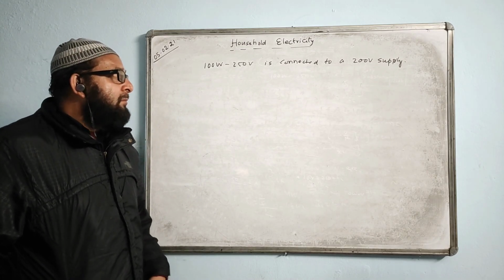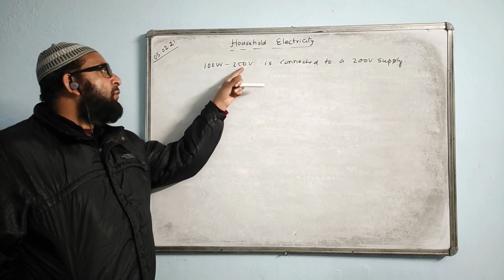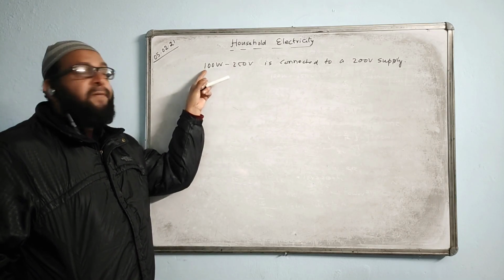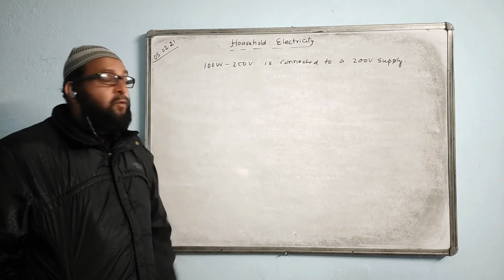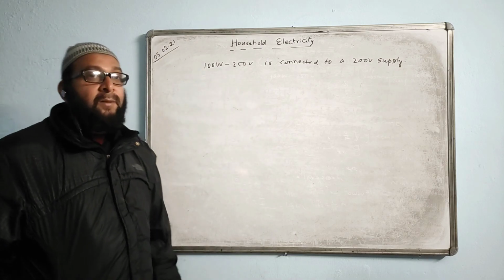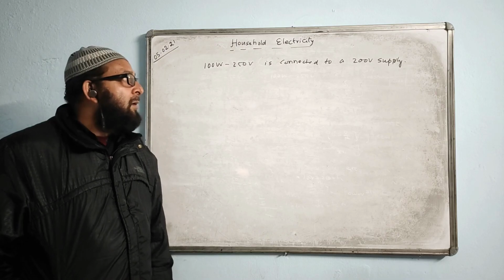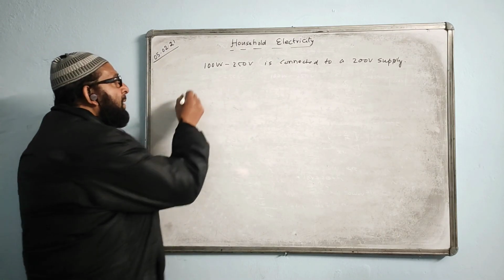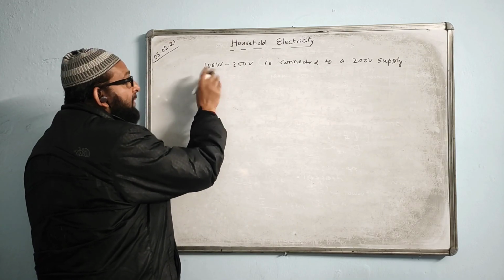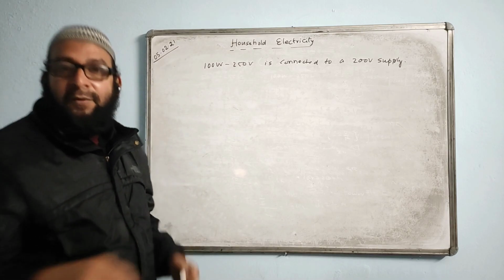How to find? If we connect the bulb to a 250 volt supply, it will definitely consume 100 watt. But we are connecting to 200 volts. More than the rated voltage we cannot connect the bulb to, because the bulb will get fused. But 200 volt we can supply. Let us find the power. How to find the power consumption? First we will find the resistance of the filament of the bulb.